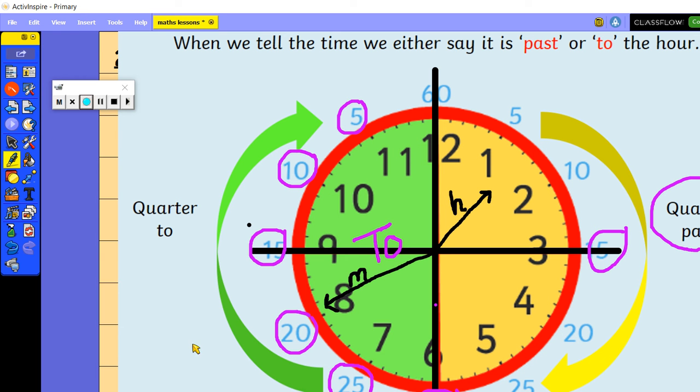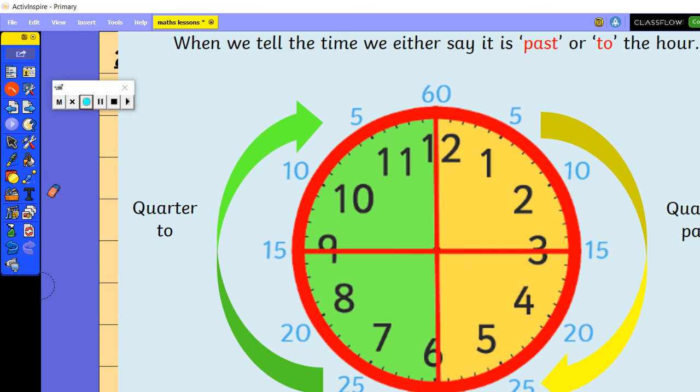So let's have a look at that again. I'm going to just rub off those bits and we'll do it again. So let me just rub off these parts of the clock. In fact, we will start again with all of our annotations so we can see it really, really carefully.